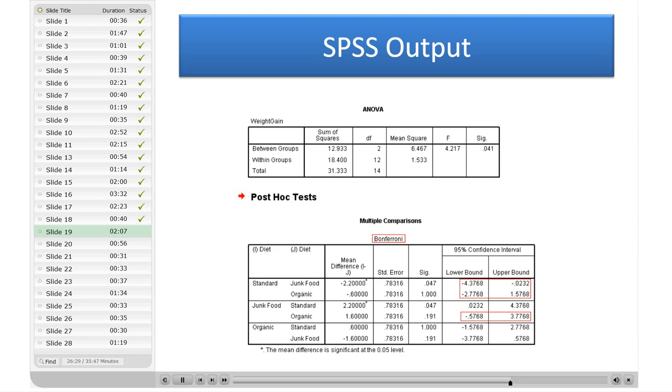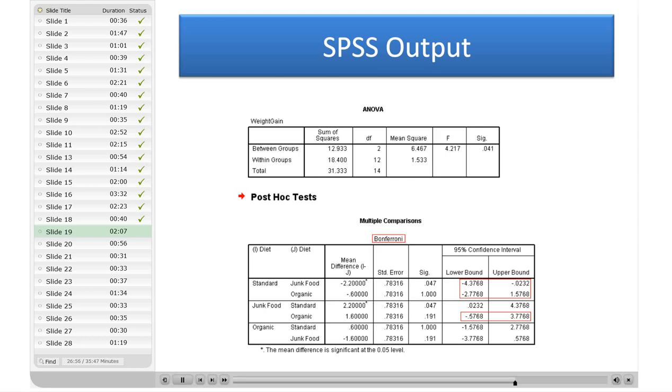This slide shows the output for this ANOVA problem using the statistical software SPSS. If you ever are involved in your own statistical analysis to publish some research, you'll probably be using SPSS. It's a common program that people in the social and medical sciences use. It's really nice and user-friendly.